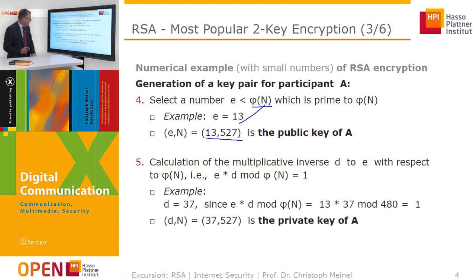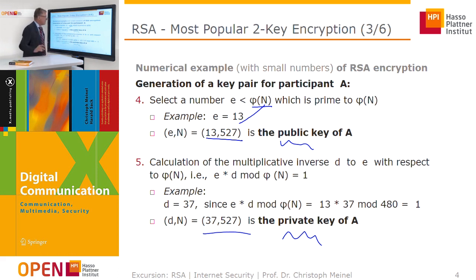So by means of this computation, we get the pair 37, 527 as a private key of A. So we have chosen the public key, and by means of this computation, computing the multiplicative inverse, we get the private key of A. And exactly here you see the problem.